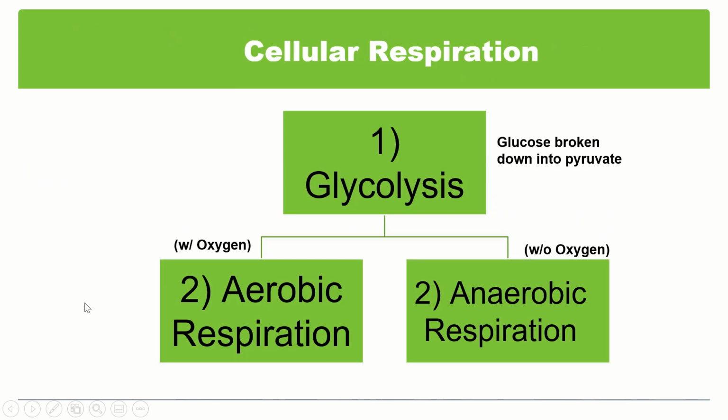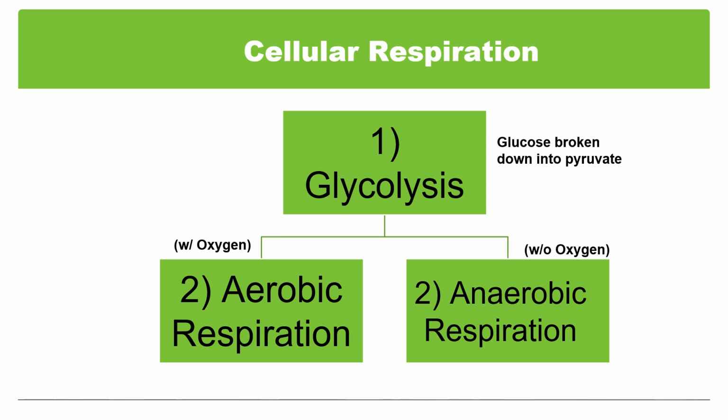So there are two types of cellular respiration: aerobic respiration and anaerobic respiration. Aerobic respiration is with oxygen, so that's the one that we just saw the equation for. And anaerobic respiration is without oxygen. So AN in front of a word means not. So in this case, not aerobic, does not require oxygen.